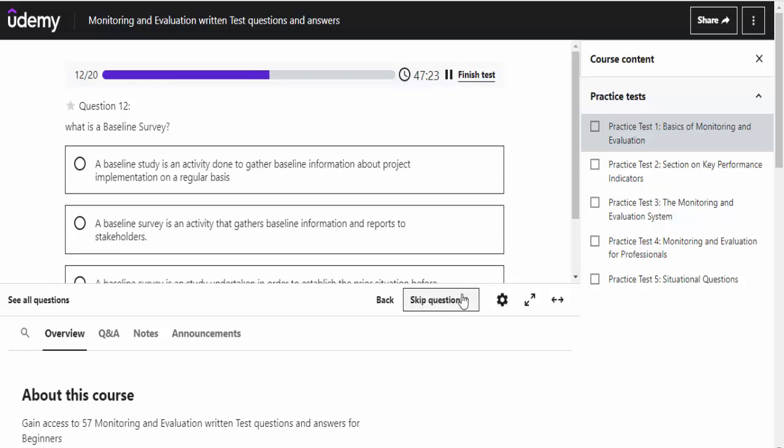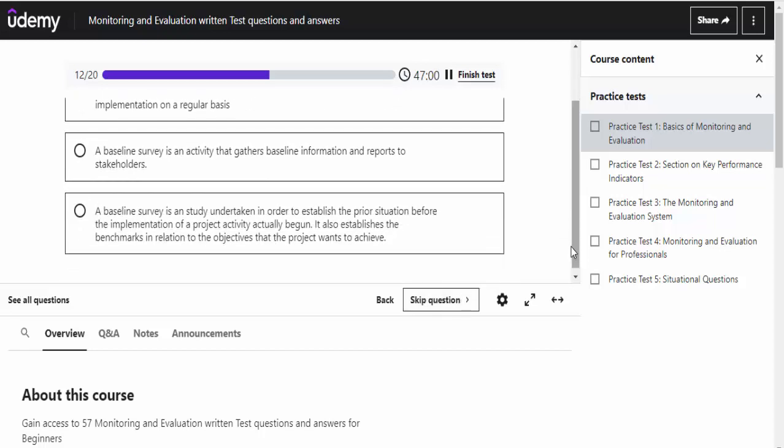What is a baseline survey? A baseline study is an activity done to gather baseline information about project implementation on a regular basis. No, it's not even regular. A baseline survey is an activity that gathers baseline information and reports to stakeholders. Okay, that's fine, but let's look for the best answer. I'm suspecting it's this: a baseline survey is a study undertaken in order to establish the prior situation before the implementation of a project.